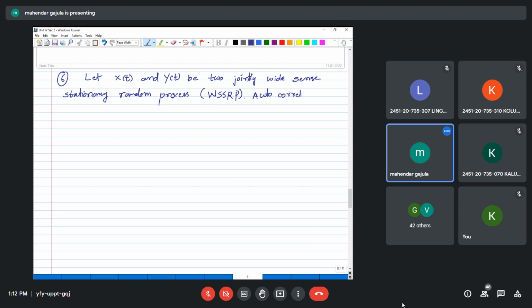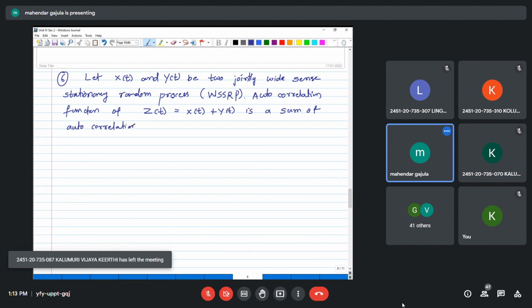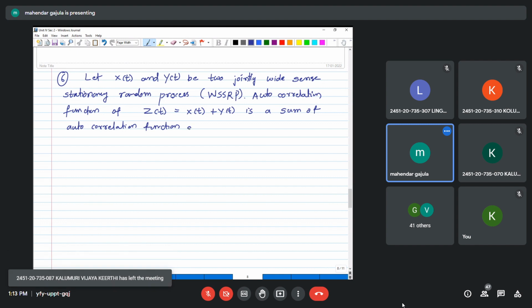Now the autocorrelation function of zt, which is nothing but xt plus yt, is a sum of autocorrelation functions and cross correlation functions.